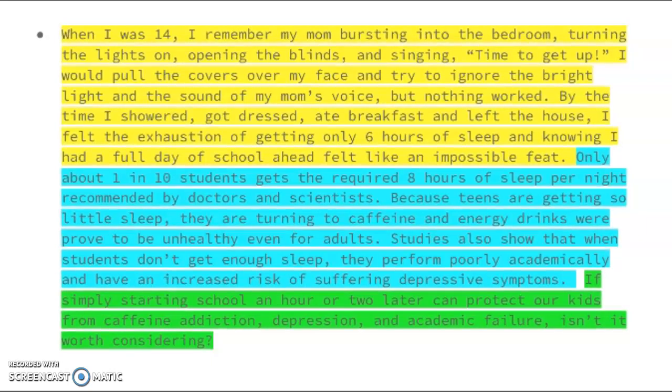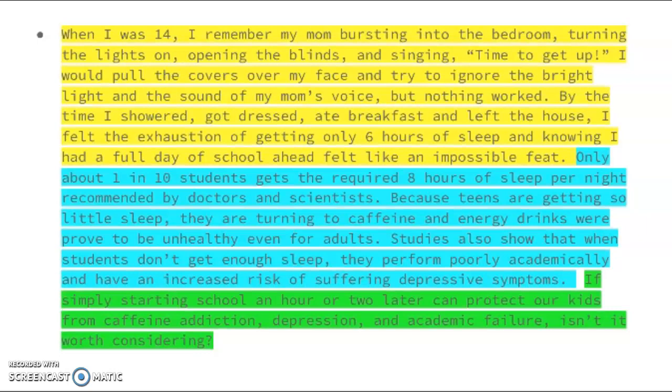Only about 1 in 10 students gets the required 8 hours of sleep per night recommended by doctors and scientists. Because teens are getting so little sleep, they're turning to caffeine and energy drinks, which are proven to be unhealthy even for adults. Studies also show that when students don't get enough sleep, they perform poorly academically and have an increased risk of suffering depressive symptoms. If simply starting school an hour or 2 later can protect our kids from caffeine addiction, depression, and academic failure, isn't it worth considering?